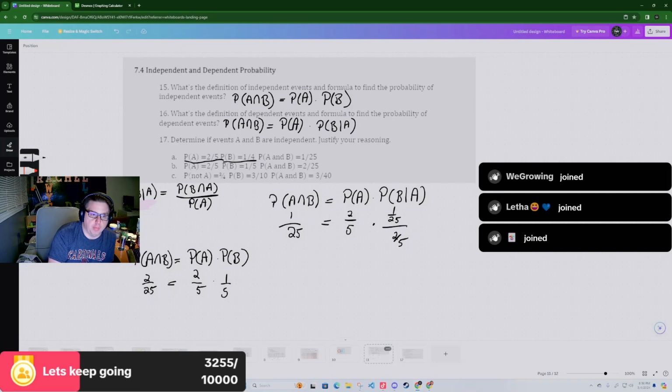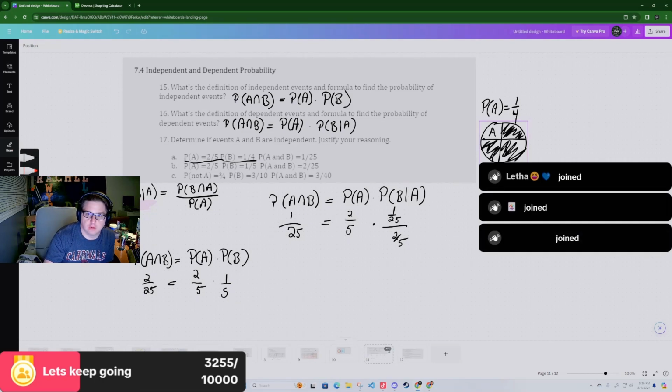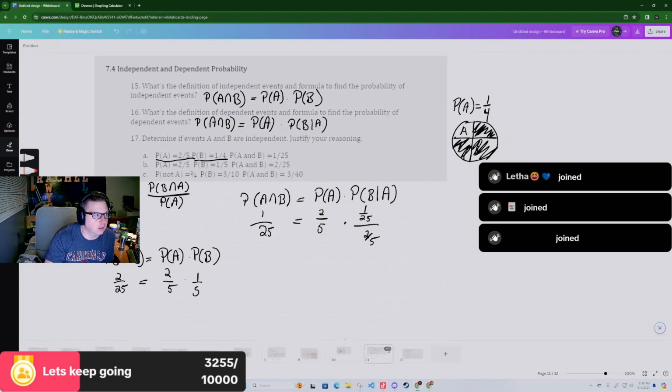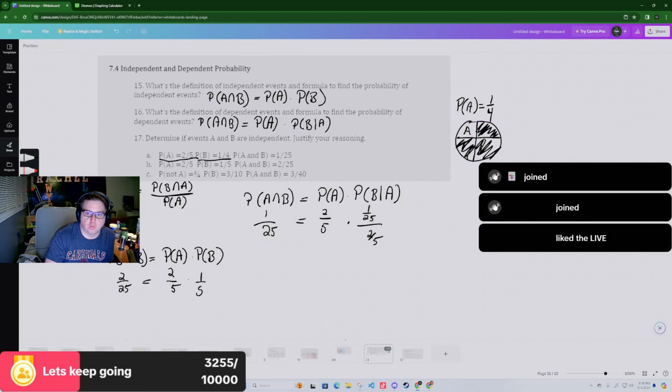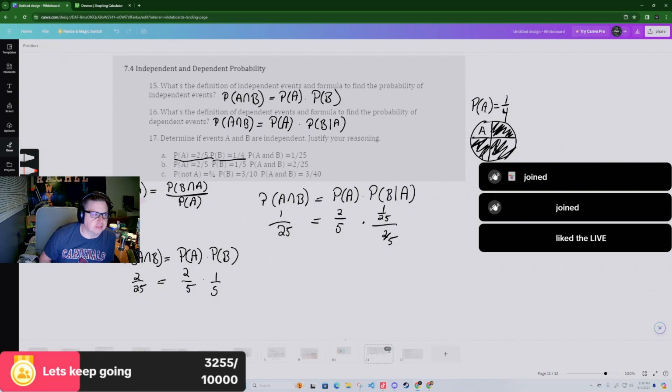Ooh, a complement or not A. So it's 3/4. If we took a whole pizza and we cut it into 4s and we said 3 out of the 4 are not A, that means A has to be 1 out of 4. Has to be the remaining piece. Oh, I'm sorry, you can't see that. Slide that over just a bit for just a second. So you can see I cut it into 4s. I colored 3 of them in. That means there's only 1 left for that A situation.